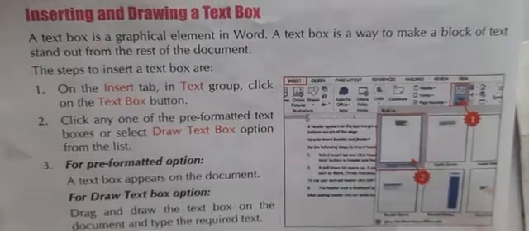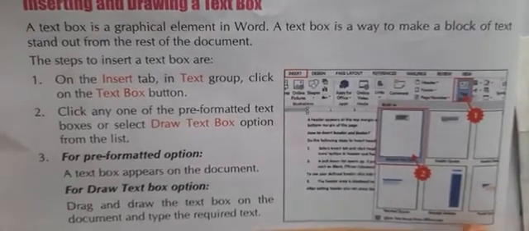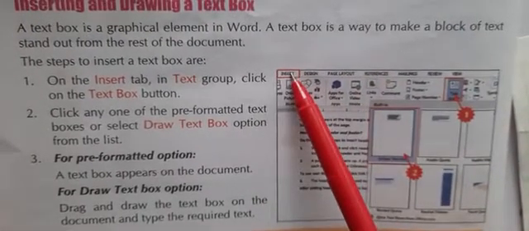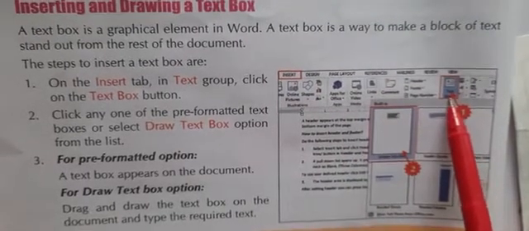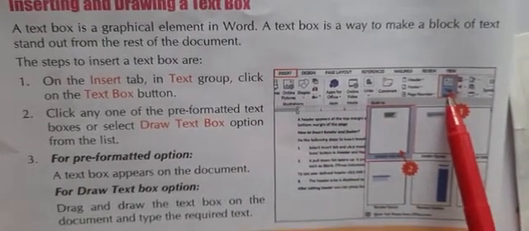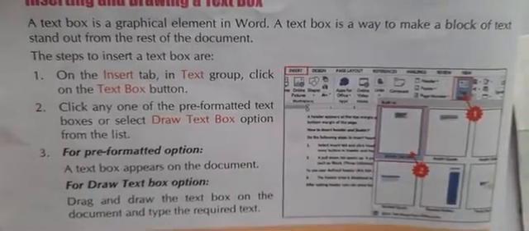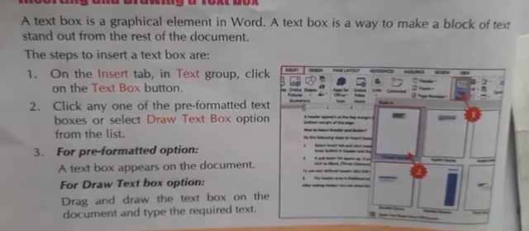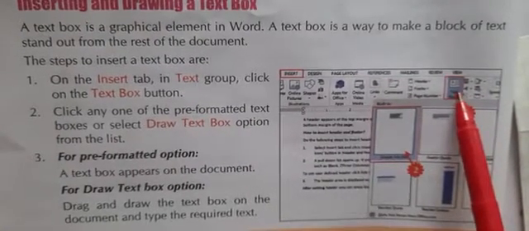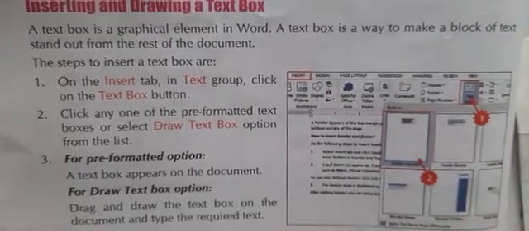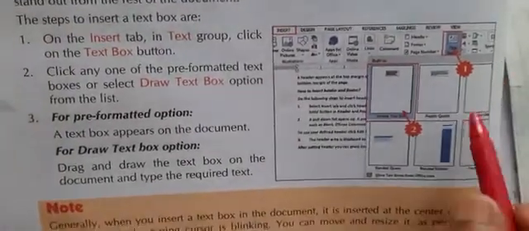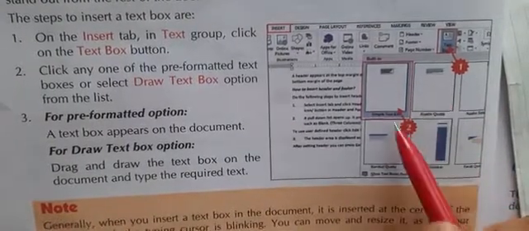How can we insert text boxes? We will go to the Insert tab. Then in the Text group, we will click on the Text Box button. After selecting the Text Box button, a pull down list will appear. We can select any of the available options from this list.